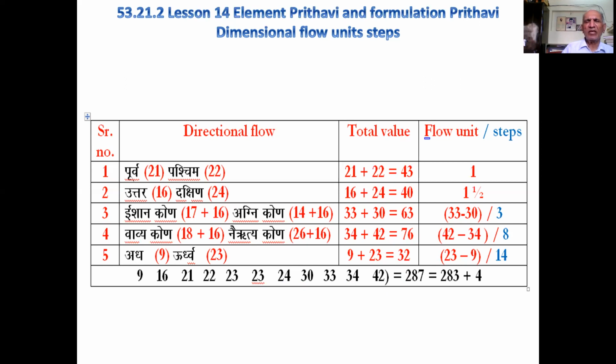The third flow line, Ishan cone to Agni cone, is of value 63, and here the flow steps are 30 to 33. The fourth flow line is of Vayavya cone and Nairitya cone, and it is of values 34 plus 42, 76, and the flow steps are 42, 34, that is 8. The fifth flow line is Adh to Urdhva, and it is of total value 9 plus 23 is 32, and the flow steps are 14.